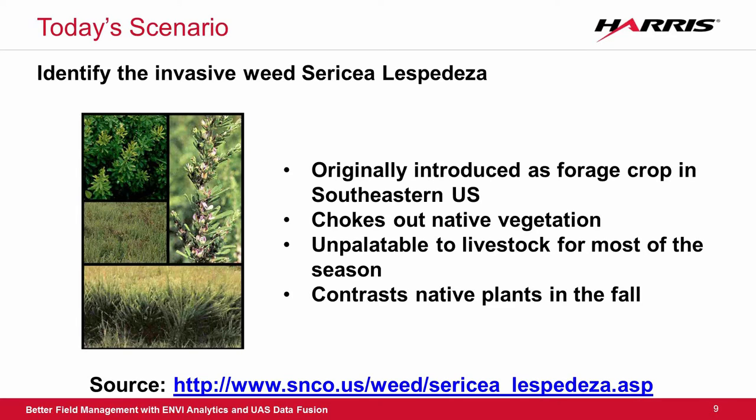So one of the things that makes it easy to identify in scenes is actually that it contrasts native plants in the fall. So we'll show this in the actual imagery in a little bit. But what that means is that in the fall, Sericea is still green, whereas all the other grasses are starting to turn brown and die. So it's easy to pop out. If you want to find out more information about it, there's a link at the bottom of the slide for you.